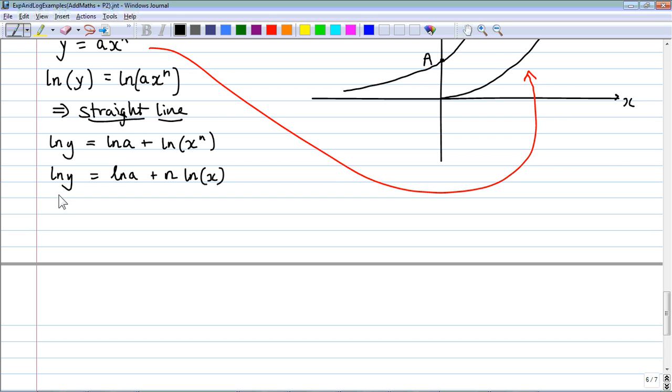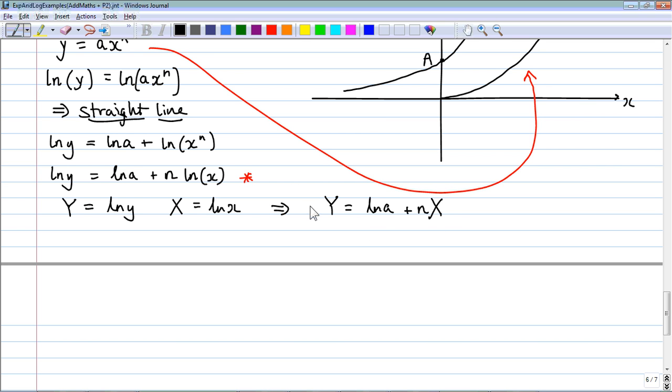Now, when you look at this equation, you might not realize that it's a straight line at first, but it is a straight line if we define different variables. Just assume that capital Y is what we mean by ln y, and assume that capital X is what we mean by ln x. Then it follows that we have the straight line equation Y is equal to ln A plus n capital X.